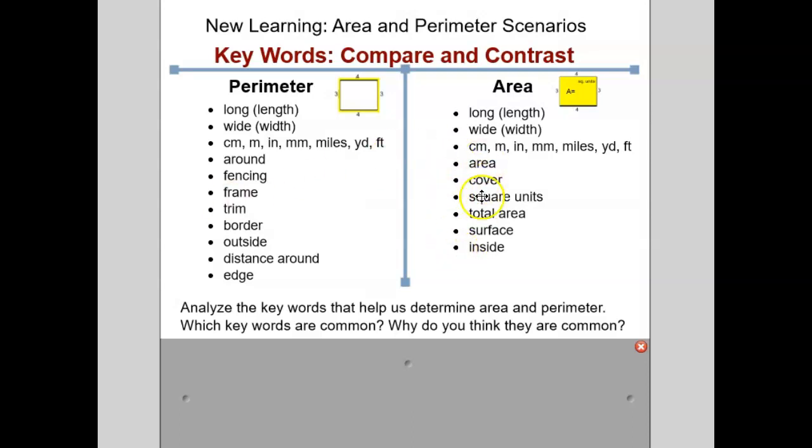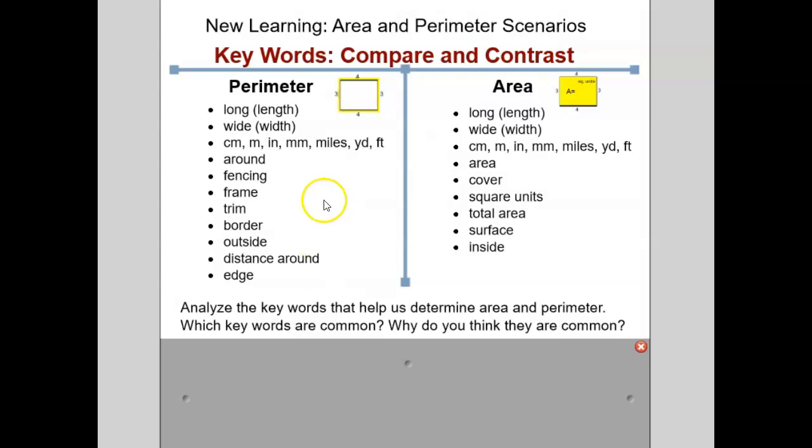Area keywords are different because I know area problems refer to the space covered by a shape. So area keywords are cover, square units, total area, surface or surface area, or inside. So analyze the keywords that help us determine area and perimeter. Pause the video and determine which keywords are common and why do you think they might be common?